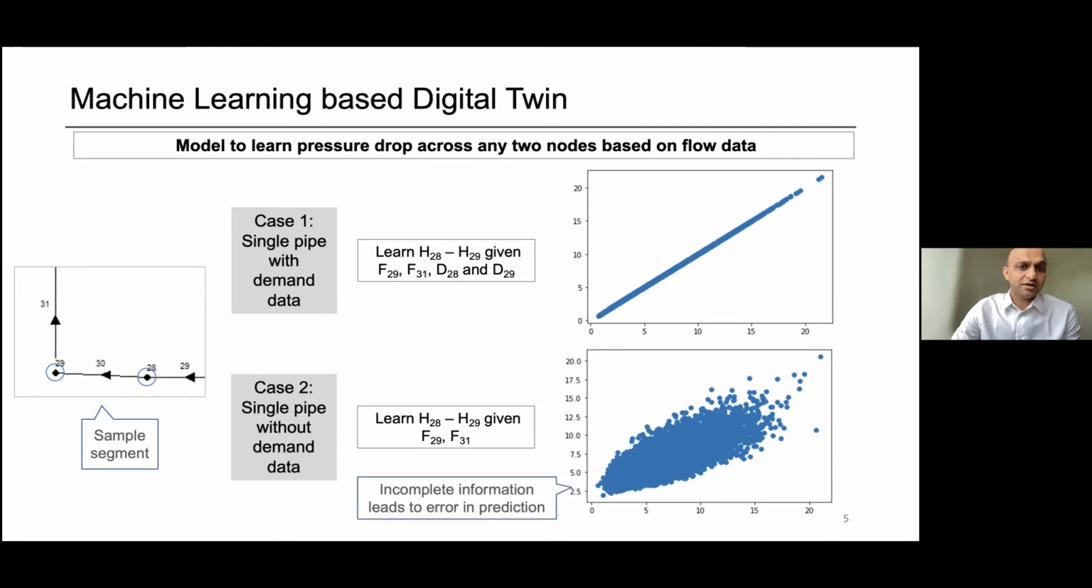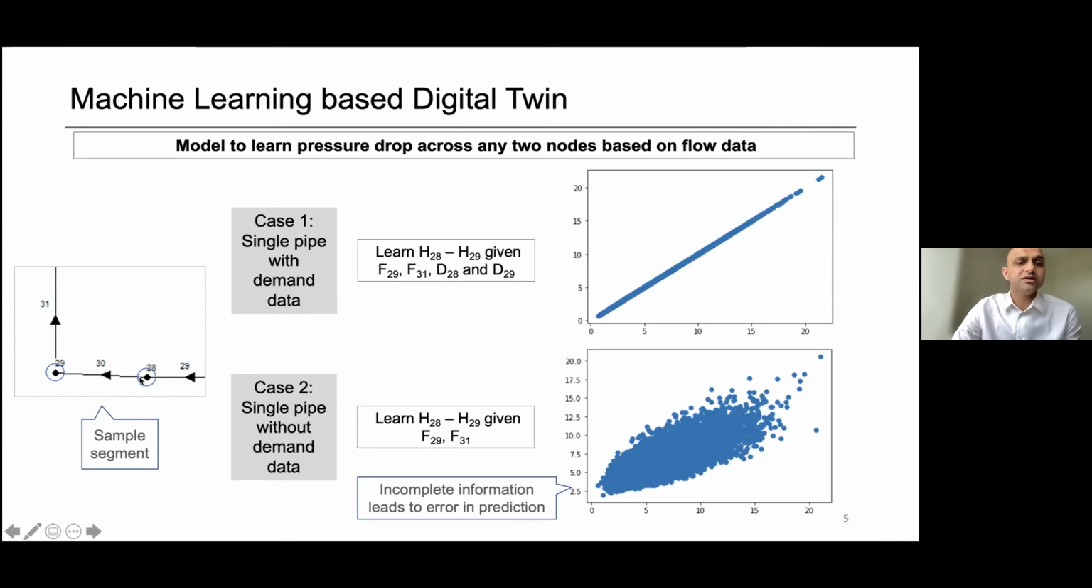And for example, just to explain this point with a graph. Suppose we chose a small part of the network where we are trying to learn what is the pressure drop between, say, node 28 and 29. This is one of the corners in the network I had shown earlier. What we realize is that the model, a very basic model, can learn the pressure drop between these two nodes, which are basically joined by a single pipe.